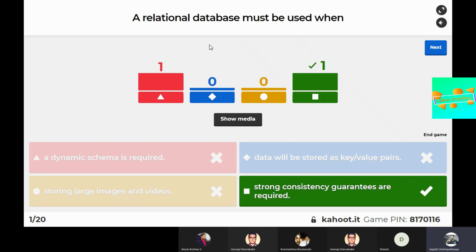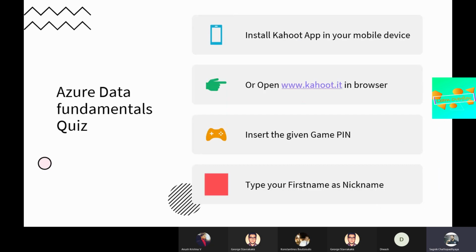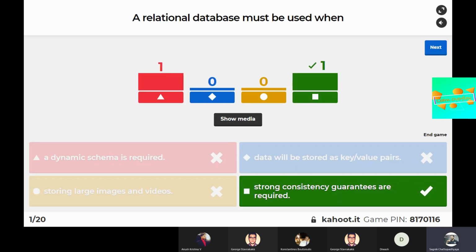And talking about strong consistency guarantees being required, that's the option left, and I can't remember the exact reason. Does anyone know the exact reason behind this? It went out of my mind. Strong consistency is... okay, all right. So we know those three are not the correct answers, so this comes out to be the correct one.